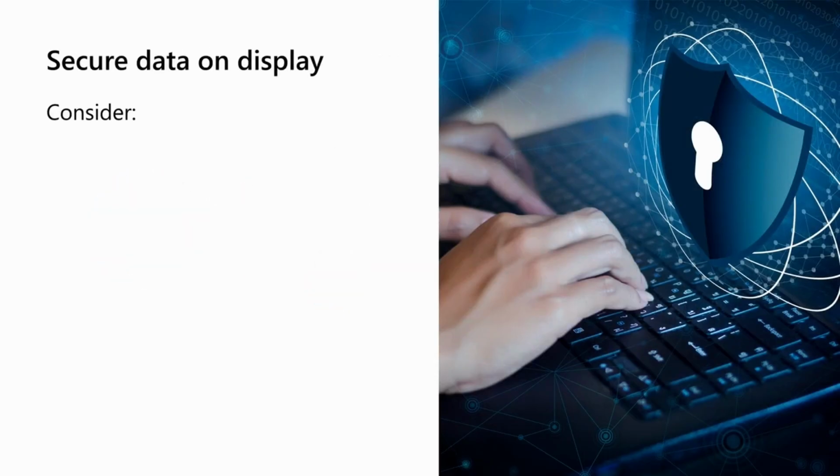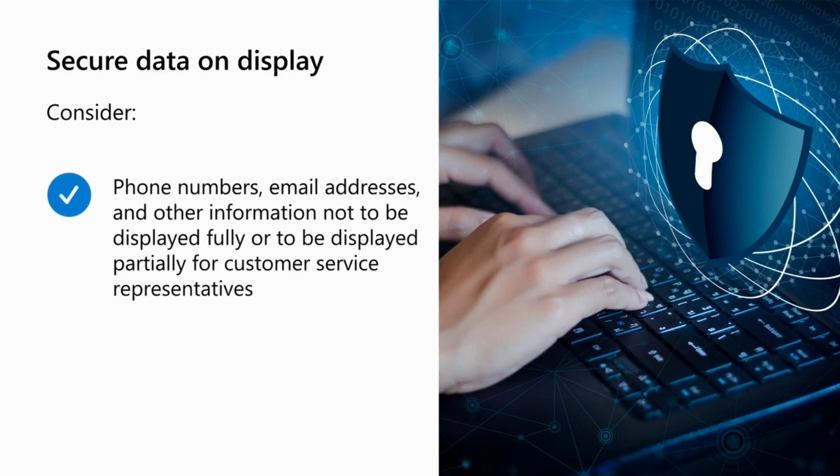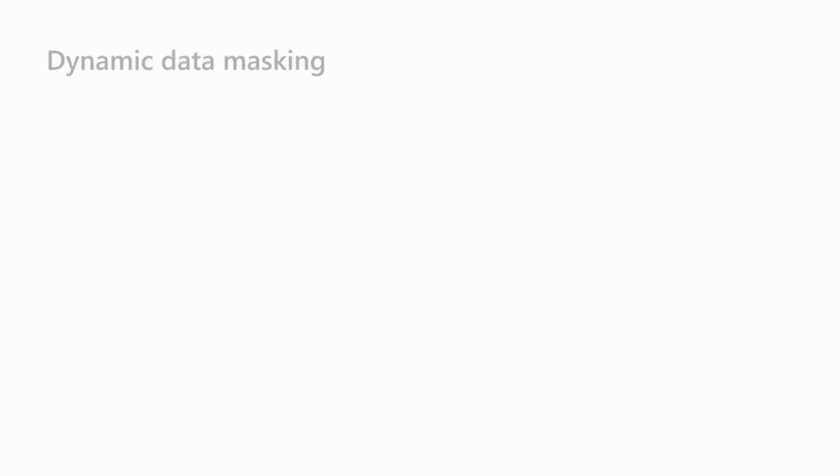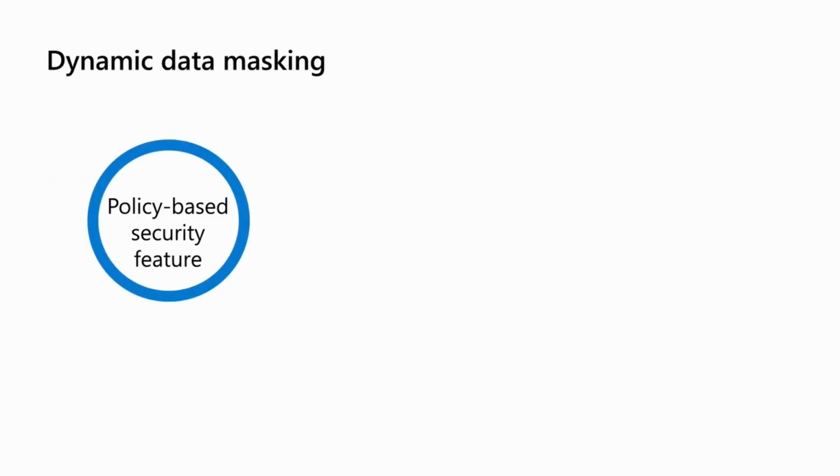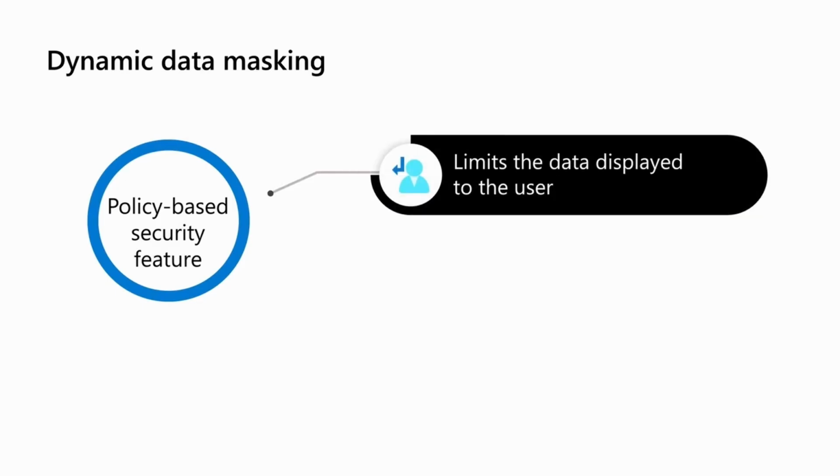When we run a query, there are phone numbers, email addresses, and other information that we may not want to fully display to everyone with data accessibility. Or we may not want our users to be able to see the full phone number or email address instead. We would like to display a portion of the data available for customer service representatives to help them identify a customer.